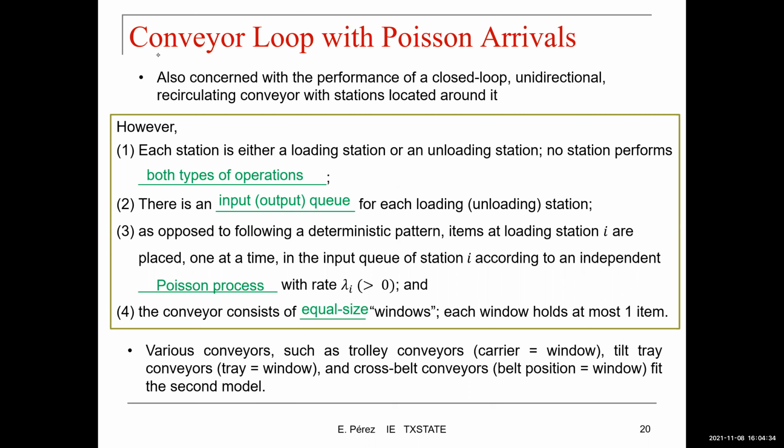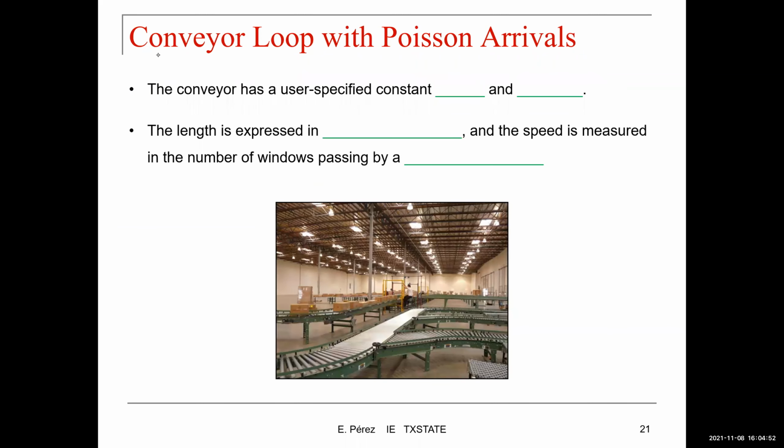So various conveyors such as the trolley conveyor, in which we are going to model a carrier as a window, the tilt tray conveyor, and the cross belt conveyors fit this second model that we are going to discuss. The conveyor has a user-specified constant length and speed. The length is expressed in number of windows, and the speed is measured in the number of windows passing by a fixed point per unit time.